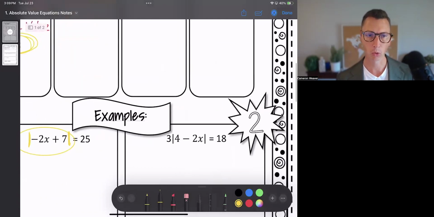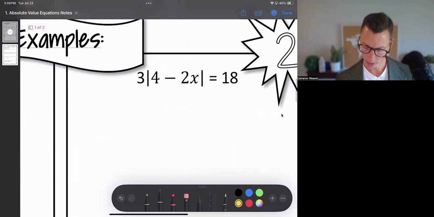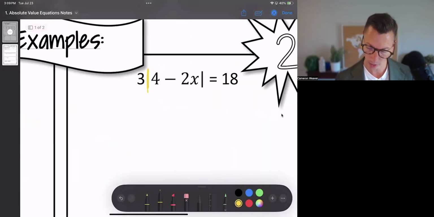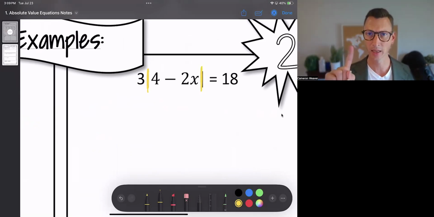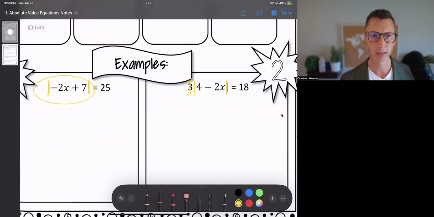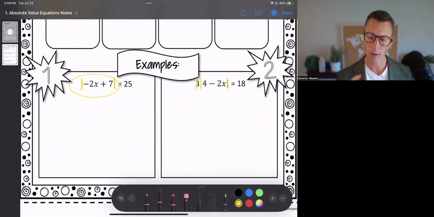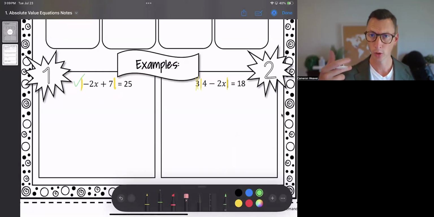However, example number 2, notice here are your absolute value bars. Step number 1 is to isolate them, meaning we have to eliminate that 3 there. We'll talk about how we do that in a second, but just simply notice the difference. Problem number 1, absolute value bars are already isolated. Problem number 2, we have to accomplish isolating those.